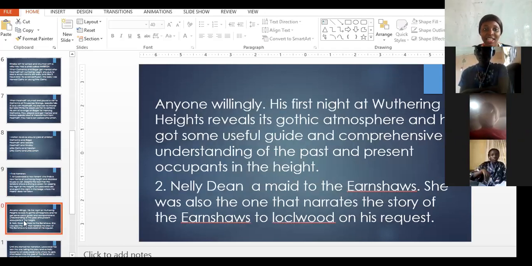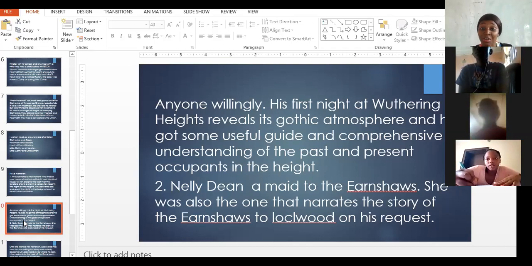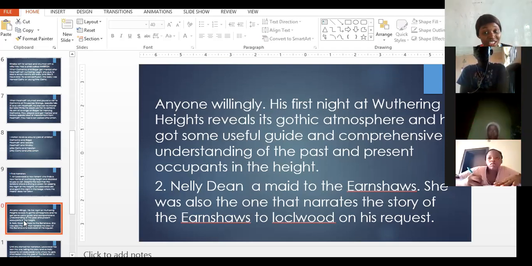So I said, Mr. Lockwood's first night at Wuthering Heights reveals its Gothic atmosphere. And he got some useful guide and comprehensive understanding of the past and present occupants of the Heights. So he wasn't there when all the story happened. He got his information about the occupants, both the past and present, based on the fact that he spent the night in a room where Mr. Heathcliff refuses anyone to sleep in. But Mr. Lockwood had the opportunity to. And so there he met the journals that were written, and he got the information of the past and present occupants in the Heights.